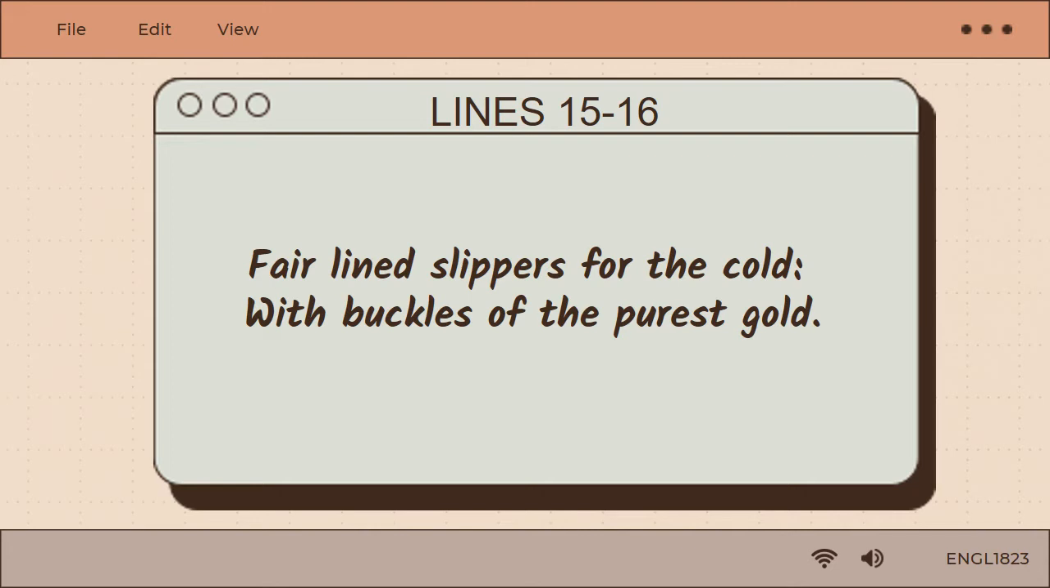Here, the idealism of the pastoral really starts to get away from our speaker. Sure, it's feasible that a shepherd could make wool gowns, warm shoes, and hats of flowers, but buckles of gold? Those don't exactly pop up at random in the countryside. And frankly, they sound really impractical for a pair of slippers.